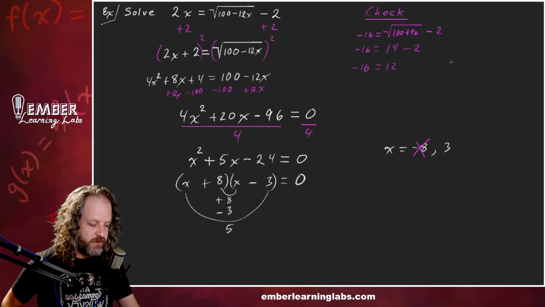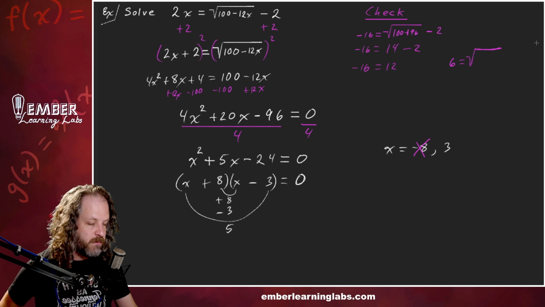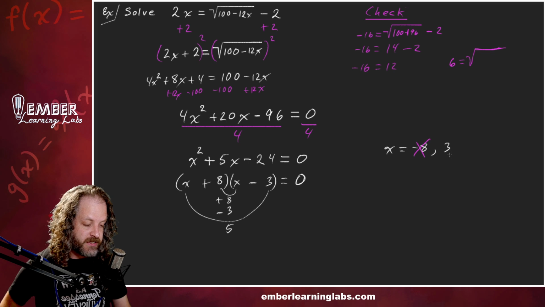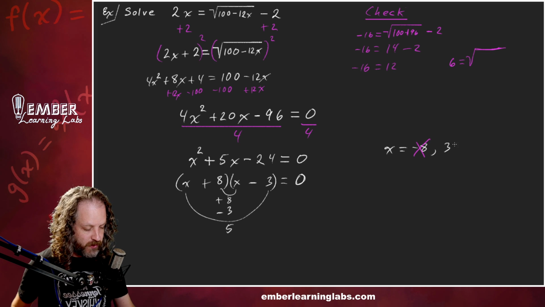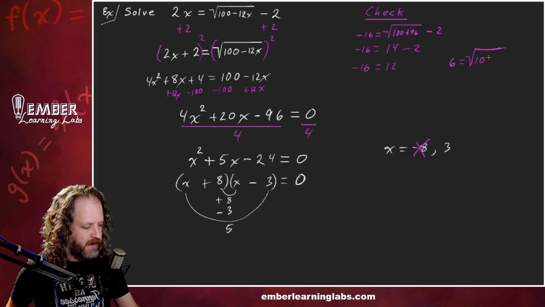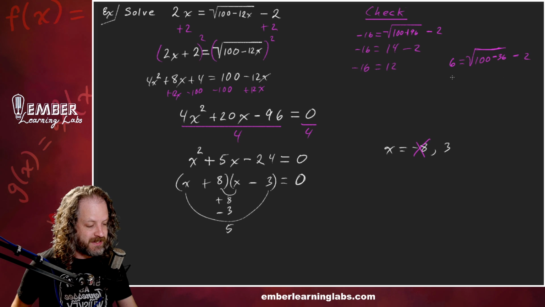2 times 3 is 6 equals, let's see if we can do our signs right this time. By we, I guess I mean me. Who knows? 100, and then negative 12 times 36. Negative 12 times 3 is 36. So 100 minus 36. And then the minus 2 out there. So 100 minus 36 is 64.